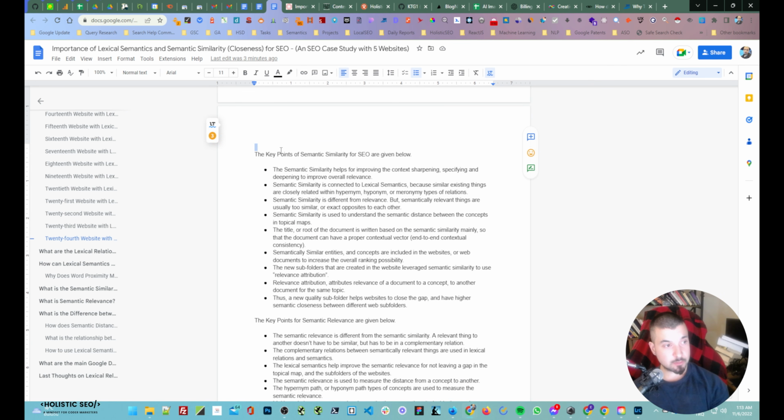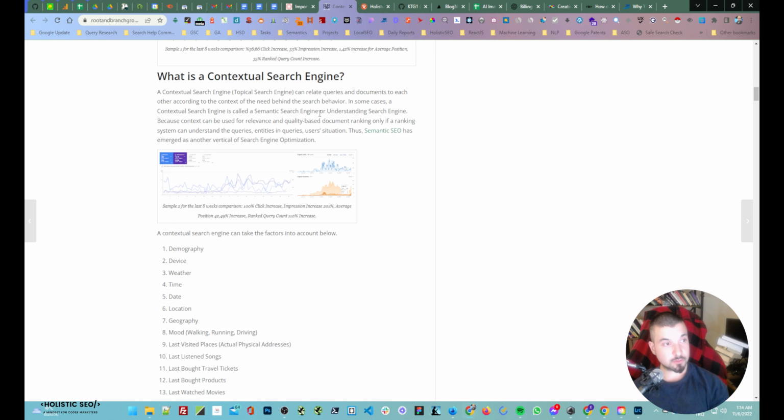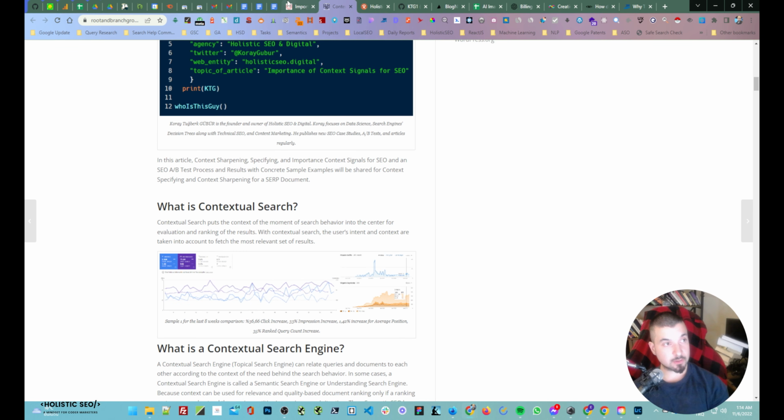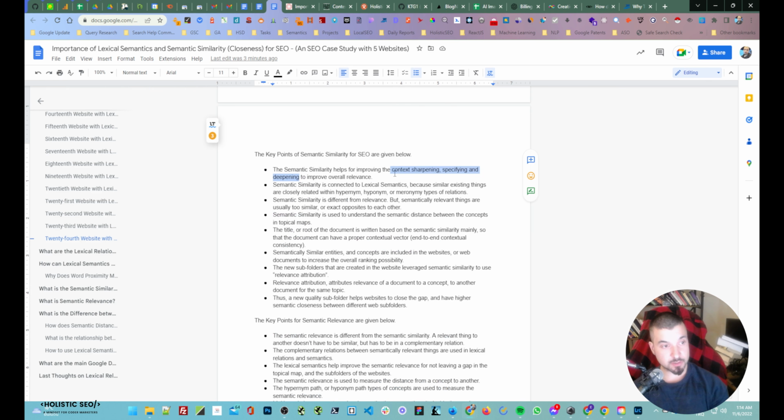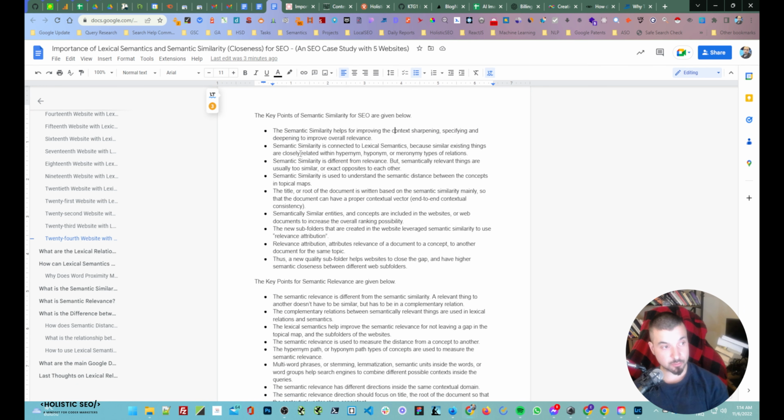So I have written the key points of semantic similarity here. Semantic similarity helps for improving context sharpening, specifying, and deepening. These are not random words: context sharpening, specifying, and deepening. If you read this contextual search SEO case study, you will get what I mean. You have to communicate with the search engine by giving your context. Context is everything when it comes to semantic search.